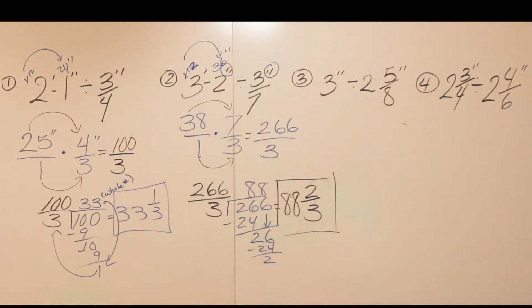If he was like, well, how come we didn't convert that to feet and inches? Because it's not inches. It's just a number. Again, a measurement divided by a measurement is just going to give you a number. Let's look at number 3.